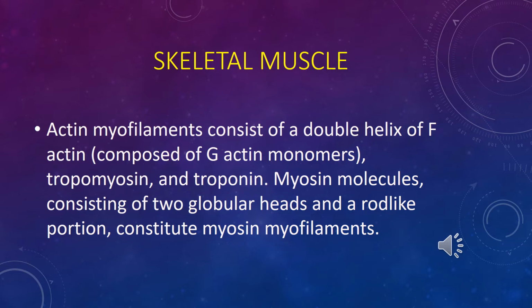Very important is the composition of actin myofilaments. Each actin myofilament consists of a double helix of F-actin molecules composed of G-actin monomers, tropomyosin and troponin. Myosin molecules consisting of two globular heads and a rod-like portion constitute myosin myofilaments. And in the scheme, it is seen as a head and a special tail.